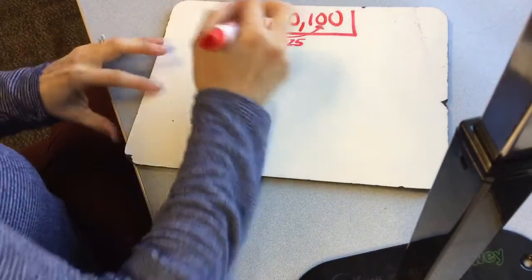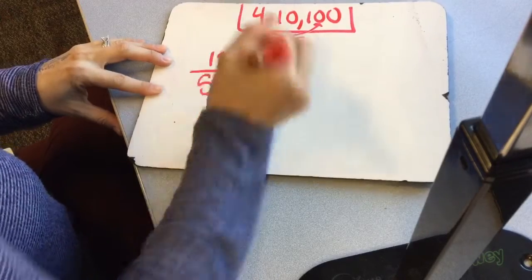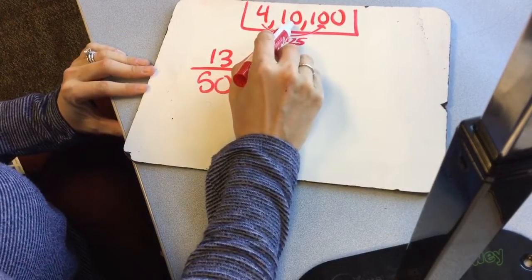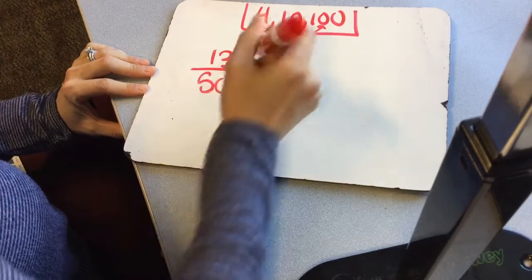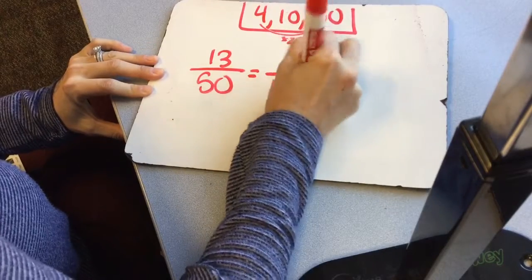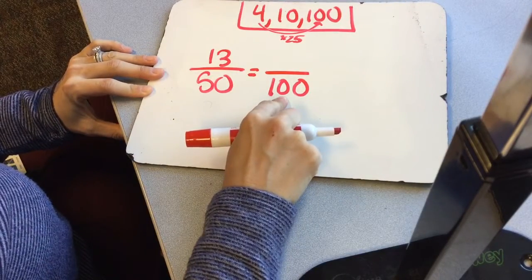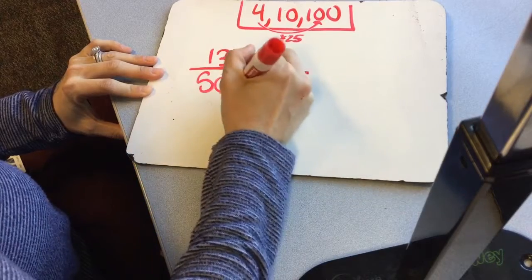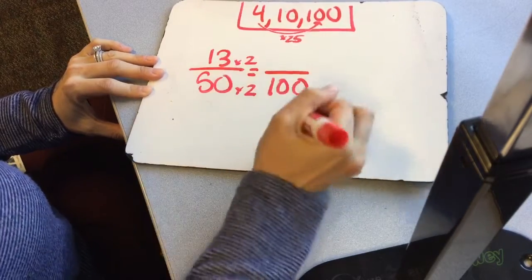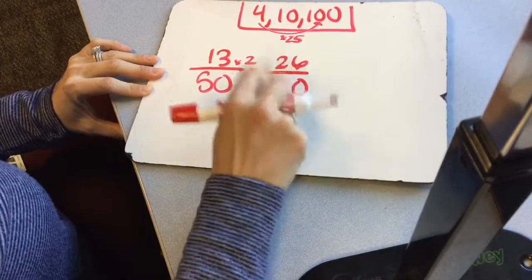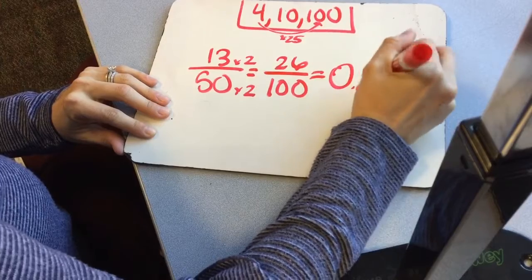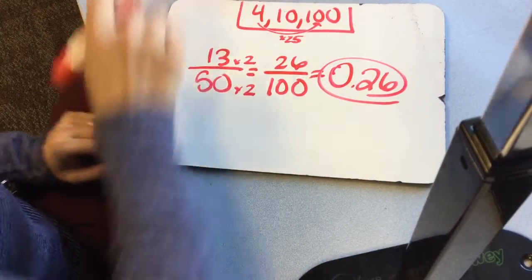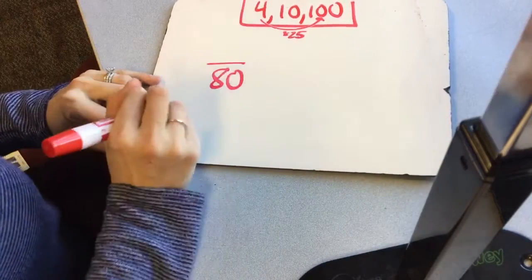If I had, let's say, 50 on the bottom, well, I could possibly make it a 10, but if I divide by 5, I can't divide 13 by 5. So whenever there's a 50 on the bottom, I teach students to change that to a fraction that has 100 on the bottom, because I can always multiply. So I do times 2 times 2. That gives me 26 on the top, and now I can change this 26 hundredths easily to the decimal 26 hundredths.